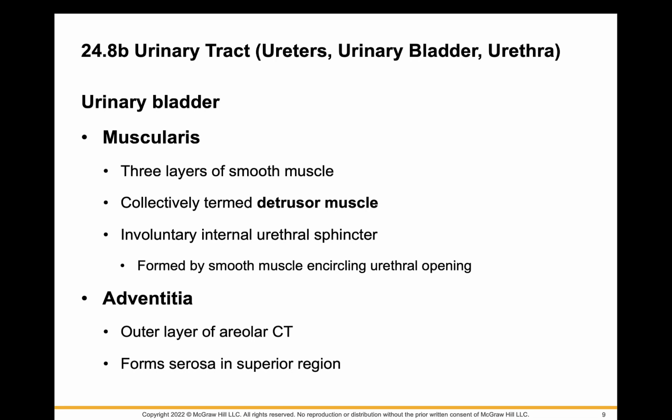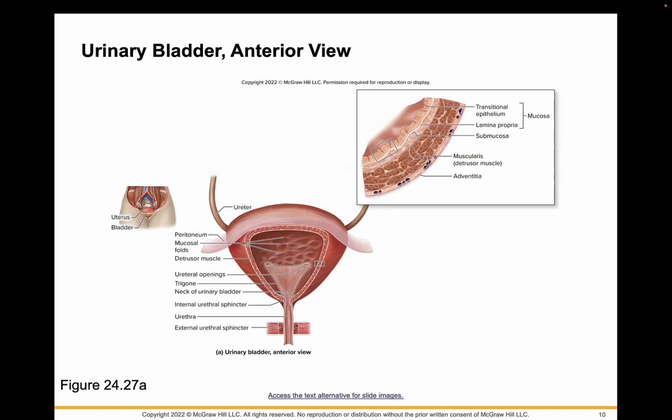Then the outermost area, once again, is the adventitia, and this is mostly just areolar connective tissue, and it will form a serosa, and we'll talk about that later when we start talking about membranes in the superior region. Here we basically see the bladder overall. And notice once again, I want to put an emphasis that the entire muscularis is known as the detrusor muscle.